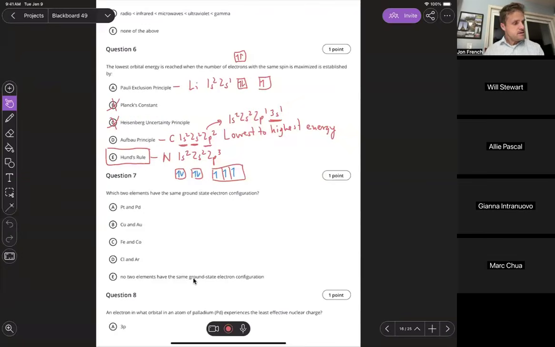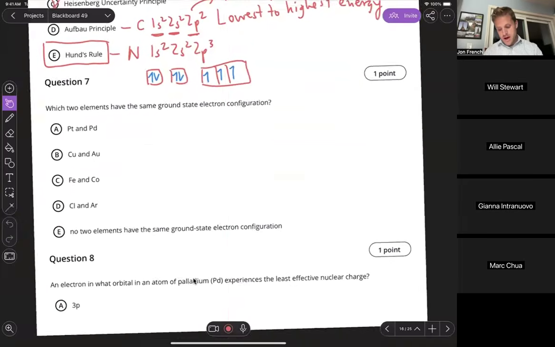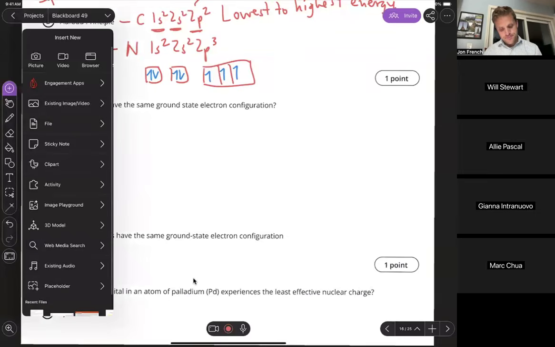All right, question 8 is up next. We'll do 8, 11, 12, 14, and 16. So question 8: an electron in what orbital in an atom of palladium experiences the least effective nuclear charge?